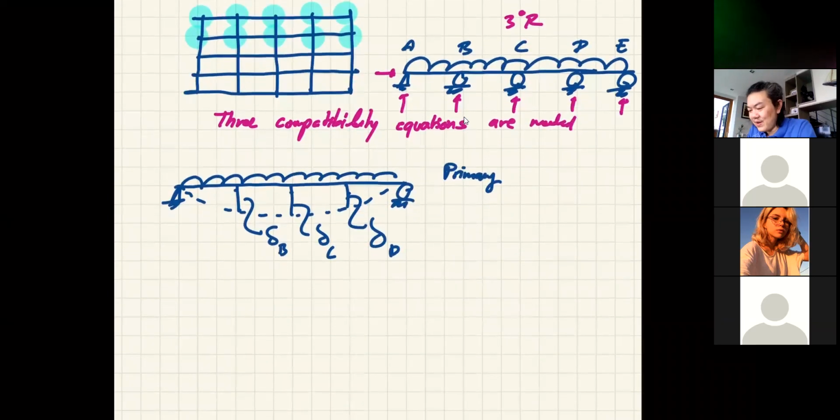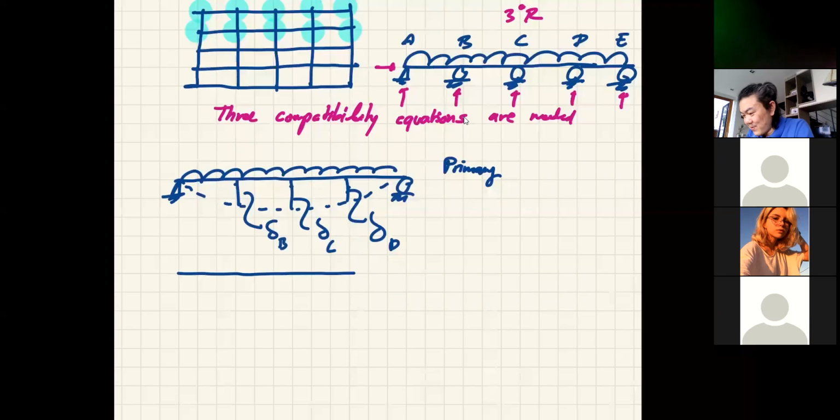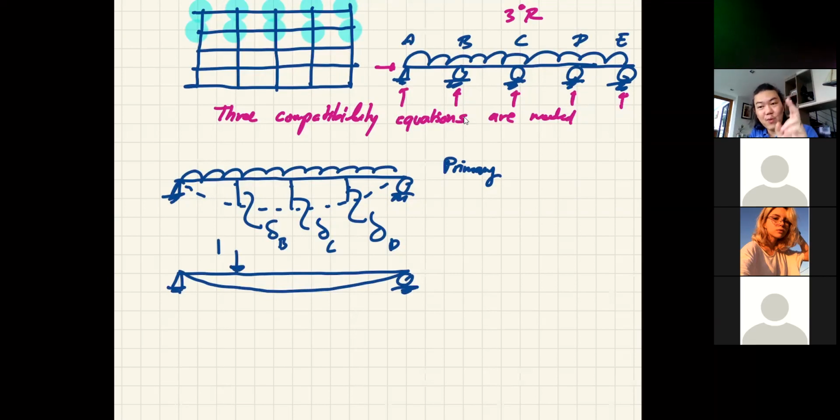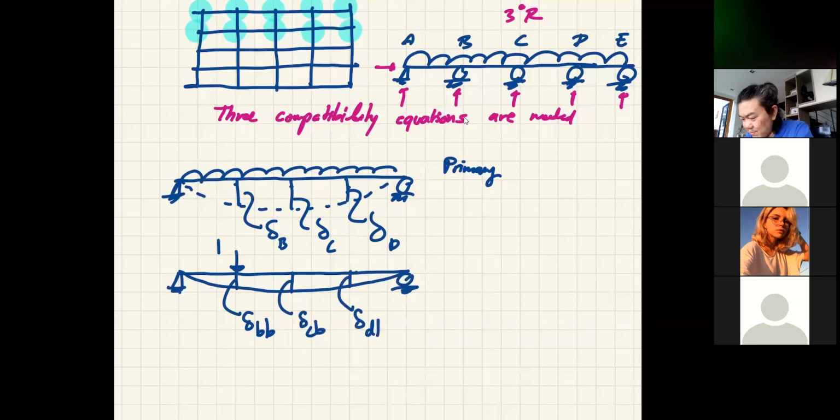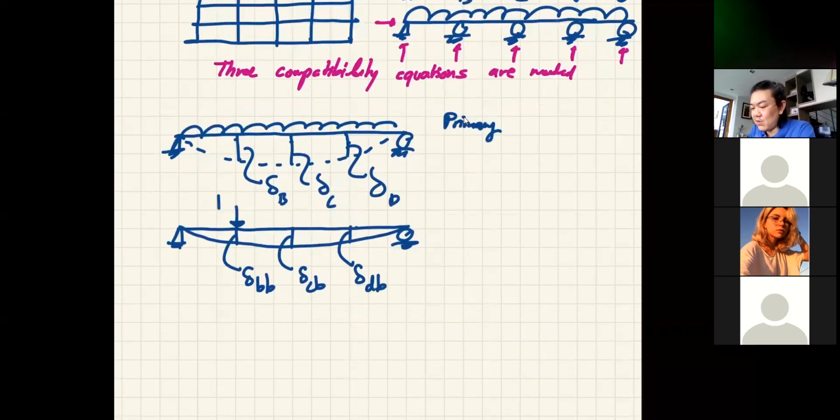And then what you have to do is now you have to apply the unit load at the location where you remove your reaction, right? So you apply the unit load at B. But the craziest thing, now you will know why you need to have like 2 subscripts. Because when you apply the unit load at B, this will become delta B, small b, caused by load at B. This will become delta C caused by load at B. This will become delta D caused by load at B. And then you keep doing this.